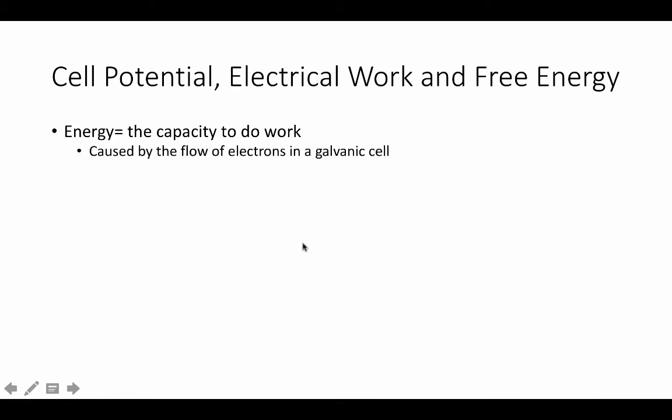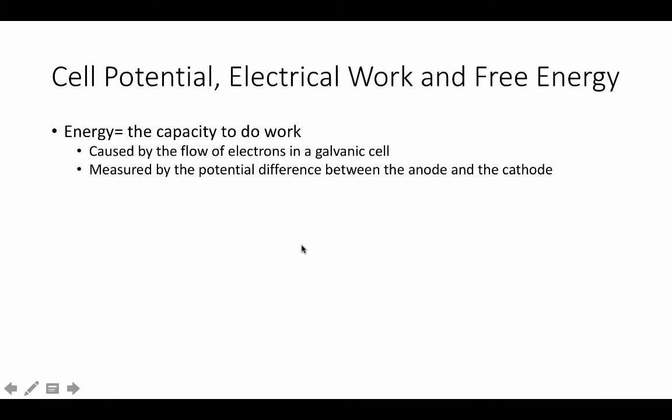So this leads to cell potential, electrical work, and free energy. And so we're going to bring back some concepts from thermo. Energy is the capacity to do work, just reminding you. And in a galvanic cell, that's caused by the flow of electrons. And we measure that by the potential difference between the anode and the cathode, and that's really just a fancy way of saying voltage. So this is really just your voltage. Okay, so this energy that we're talking about is the voltage.